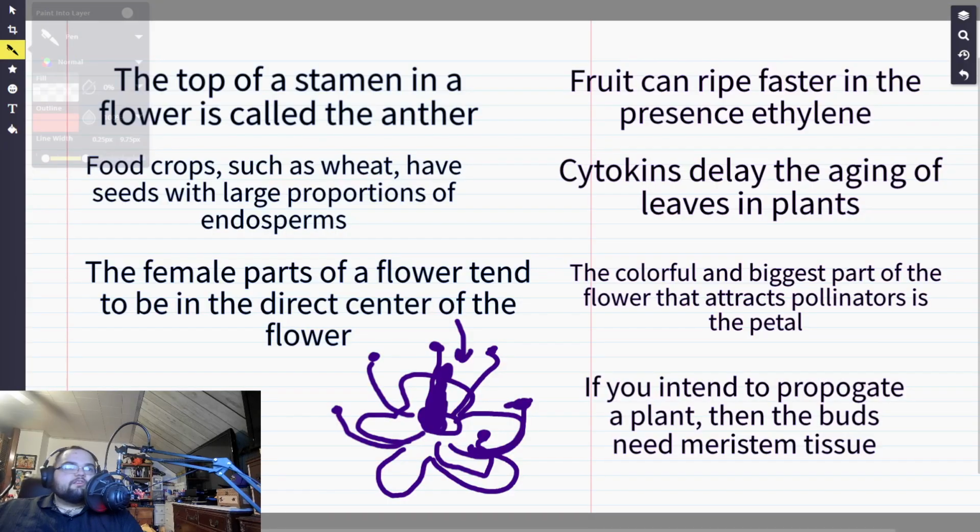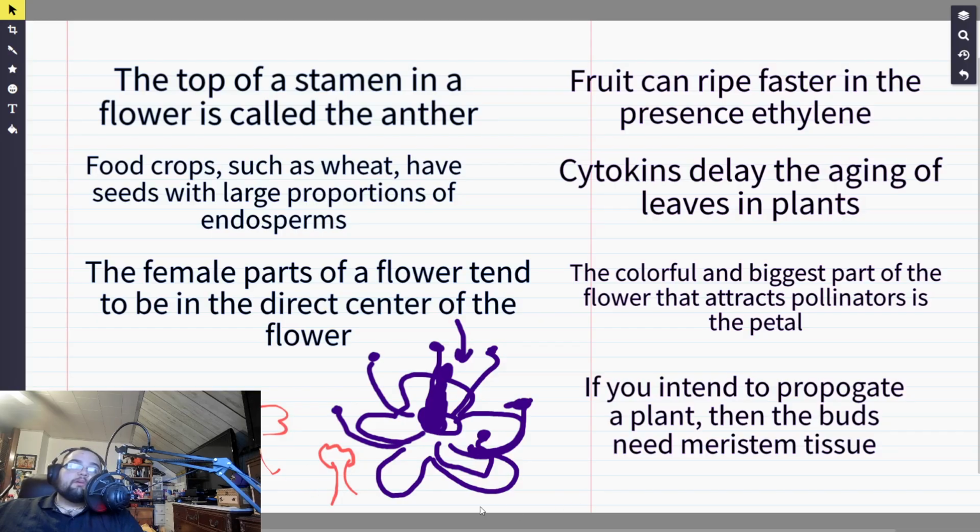Okay, so let's say you got a tree. And the tree's not really growing branches, and you need some branches on there. So you take another tree, and you cut off its branch, and you install that branch onto the other tree. That's the propagation. Now, if you want to propagate a plant, because it's not just trees, then the buds need the meristem tissue.